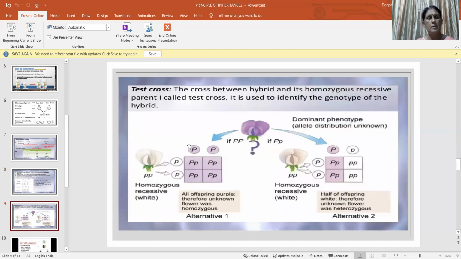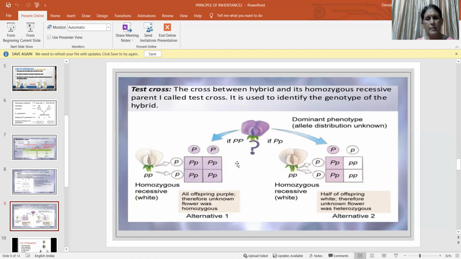Next, to determine the homozygous or heterozygous condition, we can test with the help of a test cross. What is a test cross? When the F1 hybrid is crossed with a homozygous recessive parent, it is called a test cross. Here you see capital P capital P and capital P small p. It is a homozygous plant, and this is also a plant, so either this alternative or this one. It is homozygous recessive white. It is homozygous recessive white.